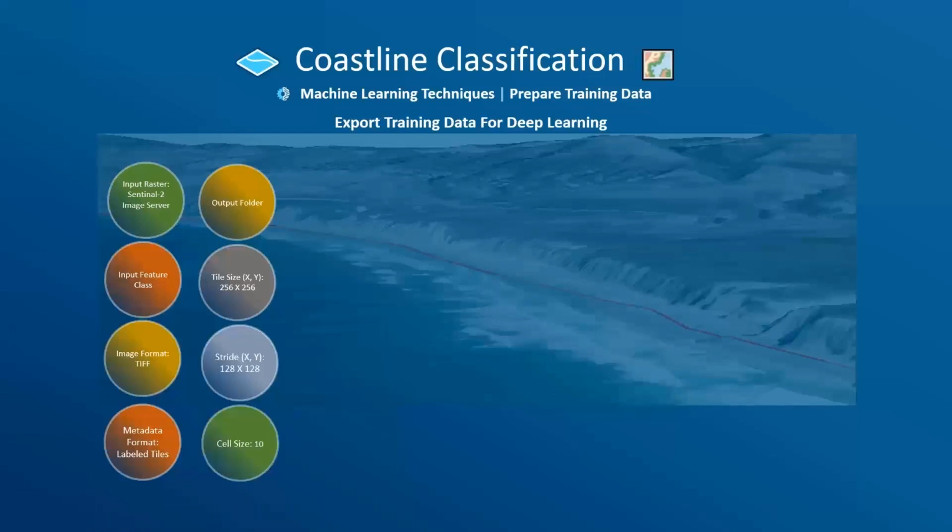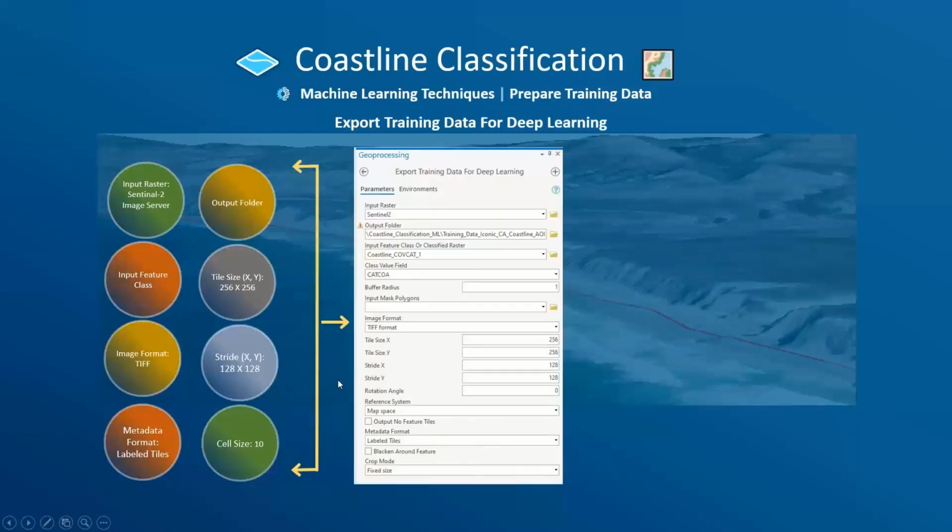And finally, the cell size value. This value depends on the input raster, as the map resolution of Sentinel-2 is 10 meters. So I provided the cell size as 10. Based on your input, you need to change the value of this cell size. With all these inputs, the Export Training Data for Deep Learning geoprocessing tool looks as displayed here.